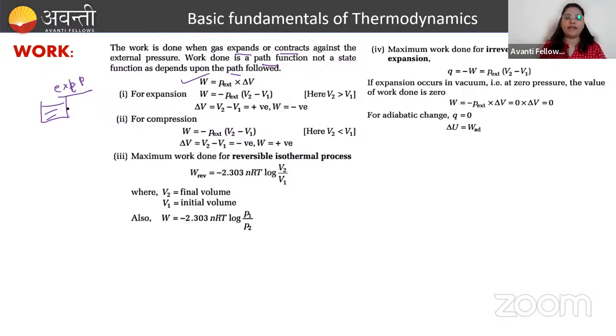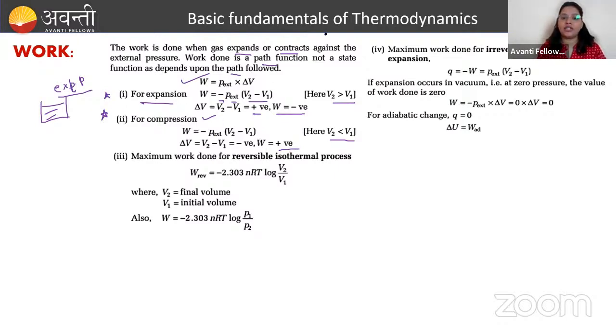If our reaction is expansion, then the work done will be negative in sign: W is equal to minus P external, V2 minus V1. Here V2 is going to be greater than V1, and that's why delta V will be positive, and the work done will be negative. For compression, what is the case? Volume V2 is less than volume V1, and that's why here W is going to be positive. So please remember these two things: what happens in compression and what happens in expansion.